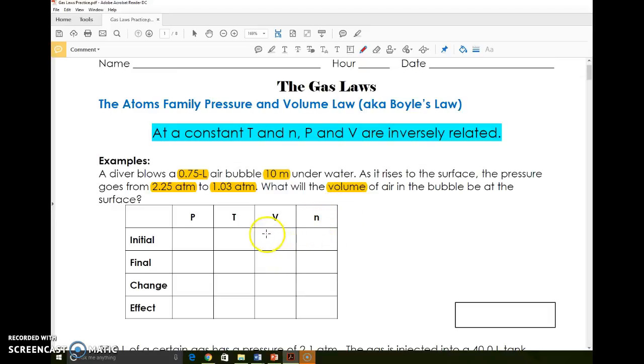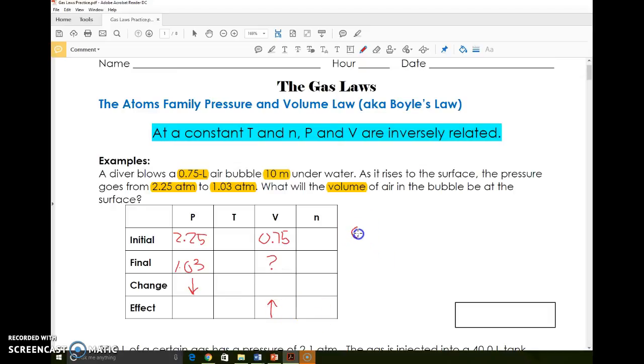Liters is a unit of volume, so my initial volume is 0.75 liters. Meters is a unit of distance, so this is extra information that I don't need to solve this problem. The initial pressure is 2.25 atm, and the final pressure is 1.03 atm. We are solving for the new volume of the bubble. If we look at our law, when pressure decreases, since it's an inverse relationship, volume should increase.